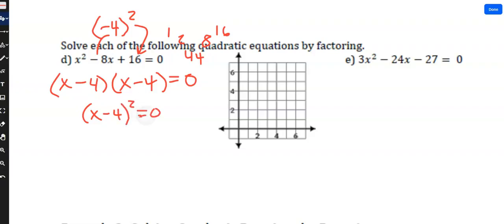Now, what's going on with this one? Well, it's a little bit different, right? It only has one x-intercept. x equals 4, right? If we set the factor equal to 0 and there's only one of them, then we only get one x-intercept. And you're probably saying, well, how in the world?